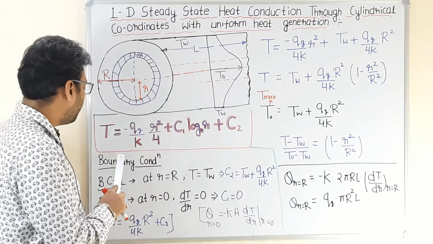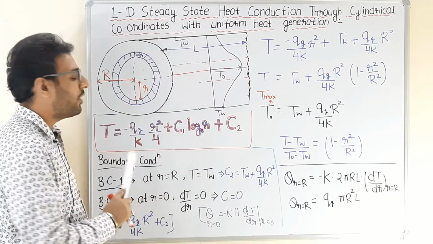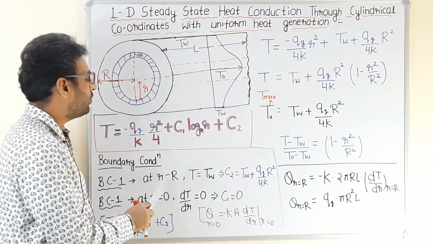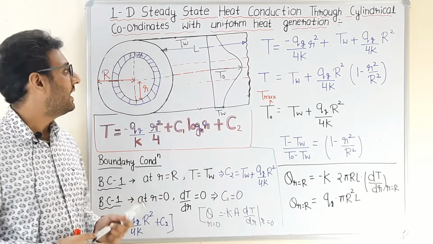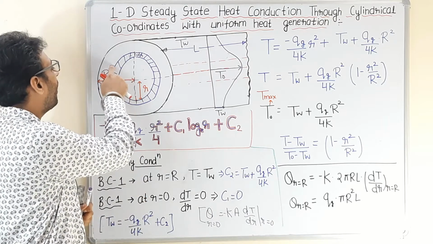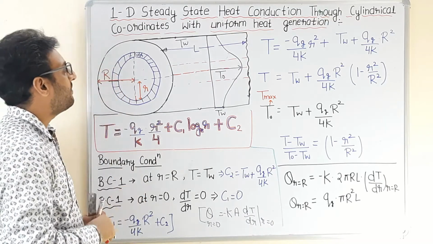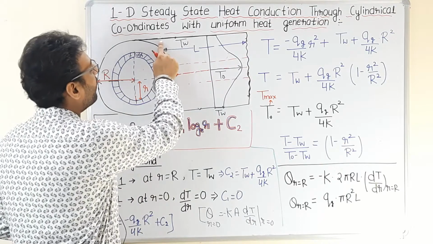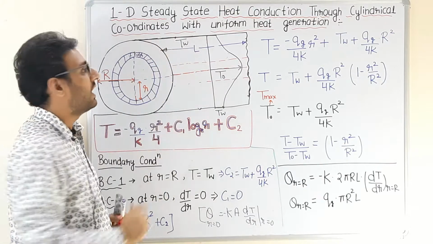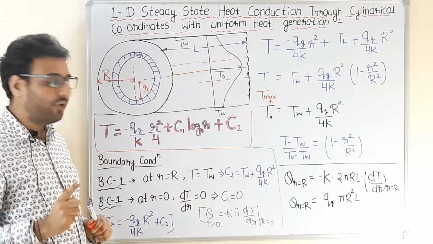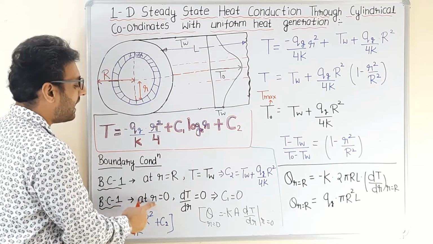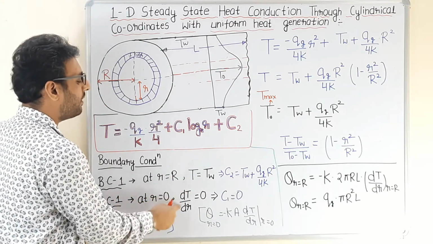Now come to the boundary conditions. Our first boundary condition is at r equals capital R, T equals TW. What it means is that the radius of the cylinder is capital R, and the temperature of the surface of the cylinder is TW. Now our second boundary condition is at r equals 0, dT/dr is 0.